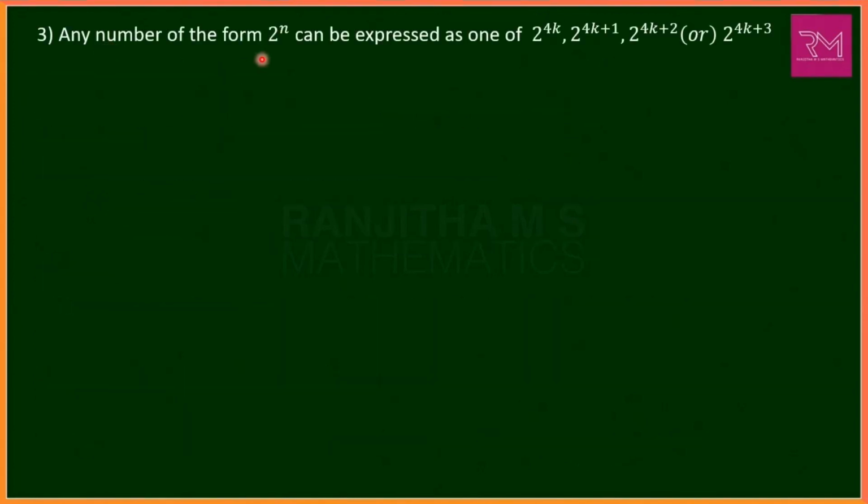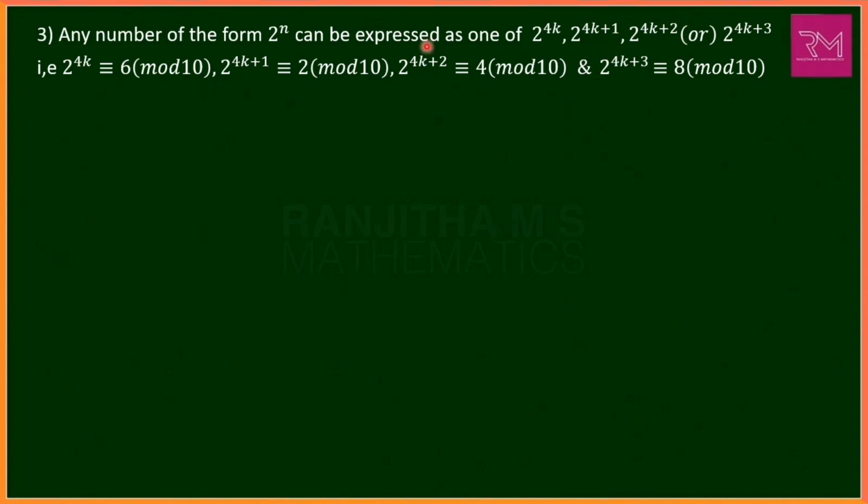In a similar way, any number of the form 2 power n can be expressed as one of 2 power 4k, 2 power 4k plus 1, 2 power 4k plus 2 or 2 power 4k plus 3. That is, the congruence form of this is like this.